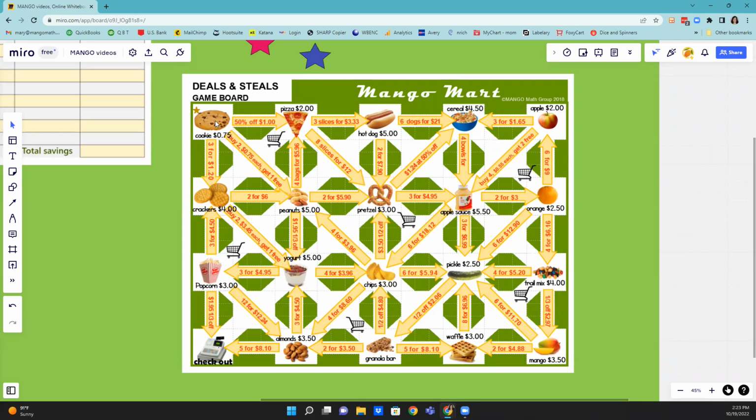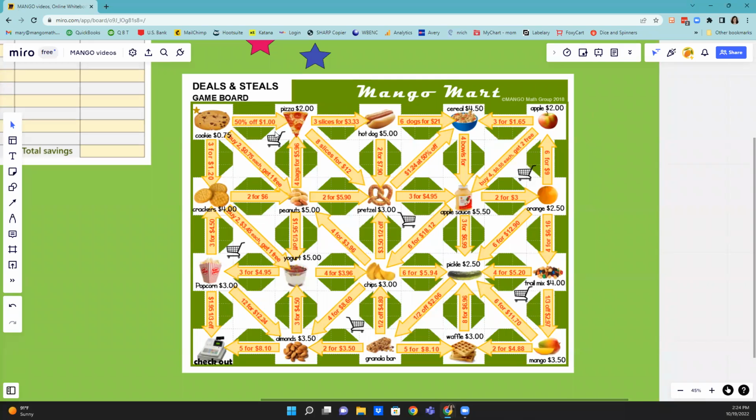Now the items have different discounts to them. So if you see this cookie here, you can have 3 for $1.20, or you can buy 2 at 75 cents each and get a third one free, or you can get 50% off of $1. So these are different options for this cookie. The price of the cookie is on the board, and the arrows tell you what direction each deal is in. So the arrow away from the product is the deal.